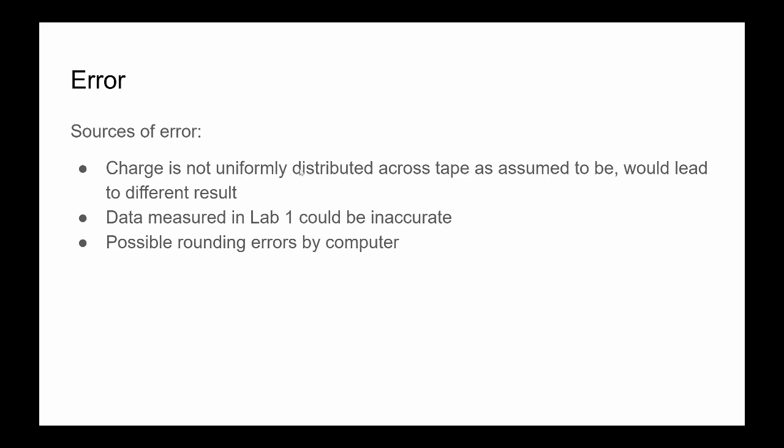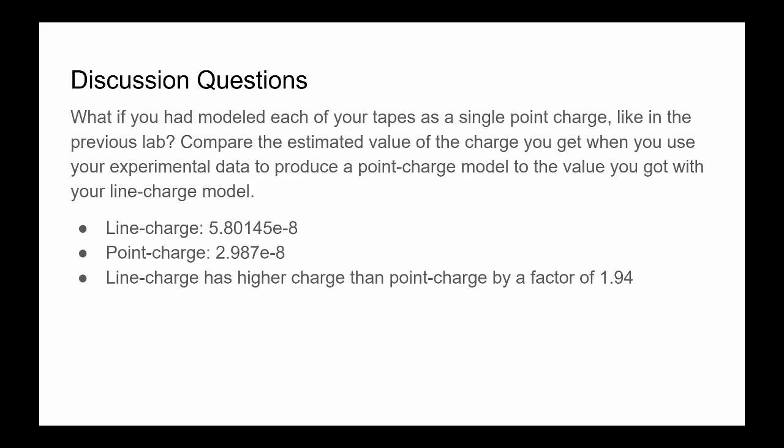Some sources of error in this lab are that the charge may not have been uniformly distributed across the tape, which we assumed it would be, the data measured in Lab 1 could be inaccurate, or there could be some rounding errors by the computer. For the discussion questions, comparing the line charge to the point charge, the line charge value is much greater than the value from the point charge by a factor of 1.94.